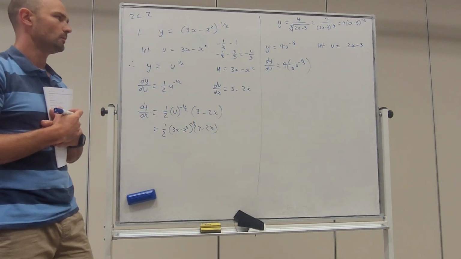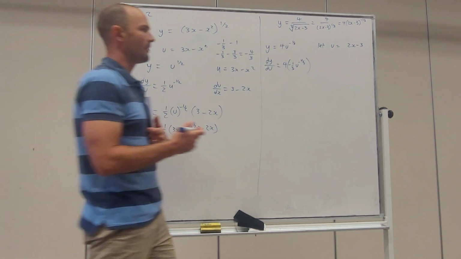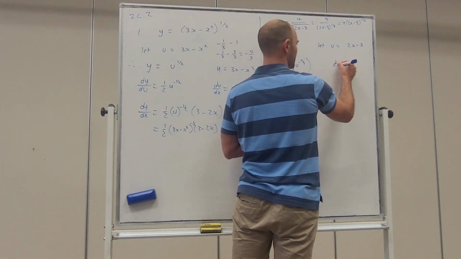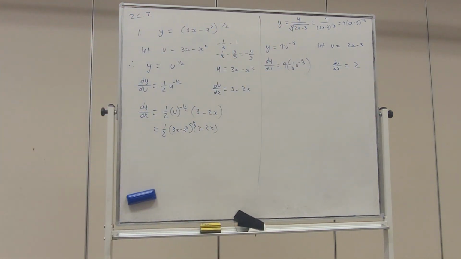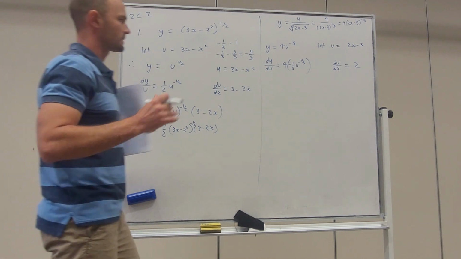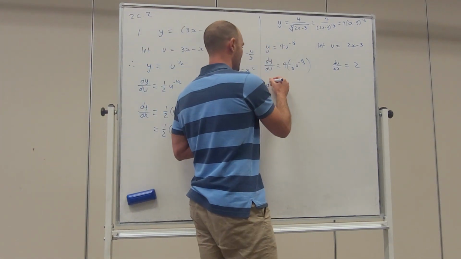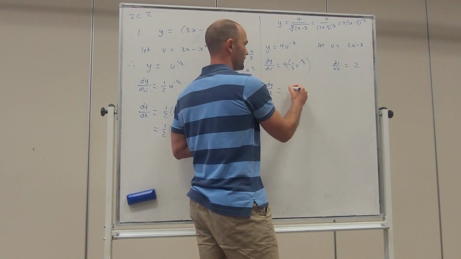So that'll be dy on du. And then we differentiate u with regards to x. That'll just be 2. Derivative of 2x is 2. And now smash them together. Dy on dx is equal to the product of those.